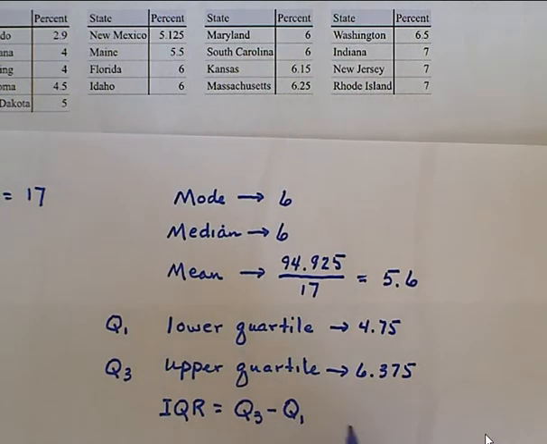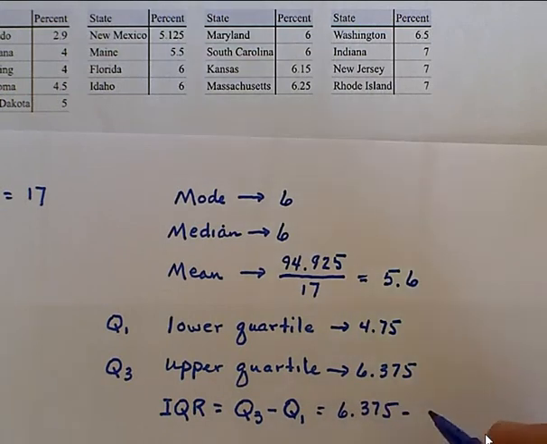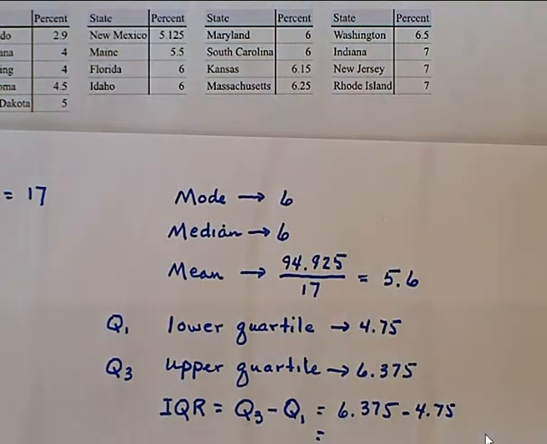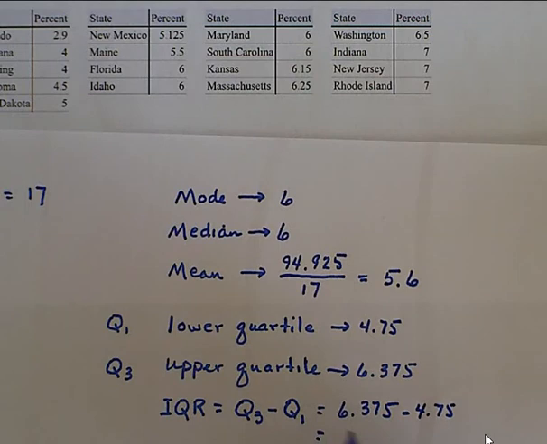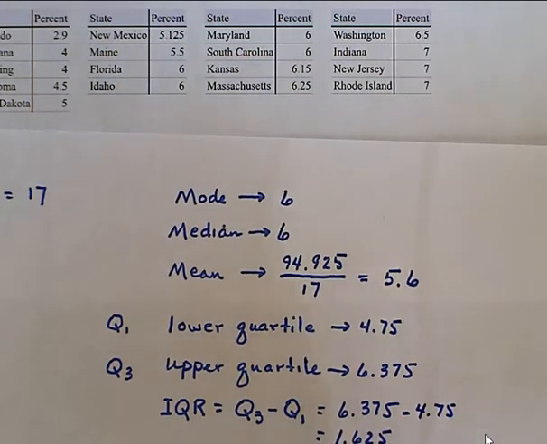So in this case, that would be 6.375 minus 4.75. So I get 1.625 as my interquartile range.